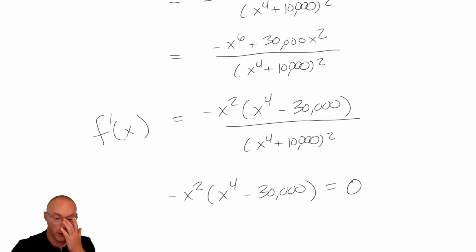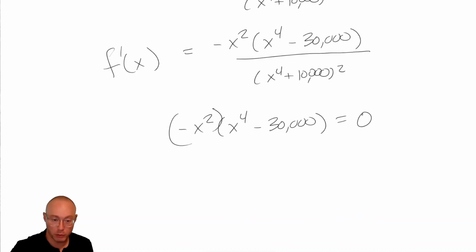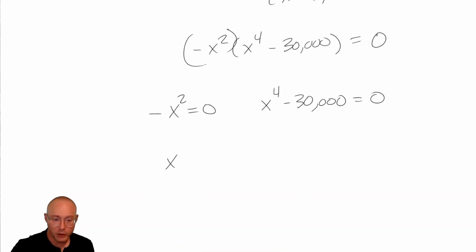All right, so here's the numerator equal to 0. Of course, this is a product of two functions, so using the zero product rule, we can say that if either part of those products equals 0, then the numerator will be 0, thus the function will be equal to 0. So we just want to go ahead and set negative x squared equal to 0, and we also want to set x to the fourth minus 30,000 equal to 0. In the first case here, we're just going to have the solution that x equals 0, so this would be a critical value for this function.